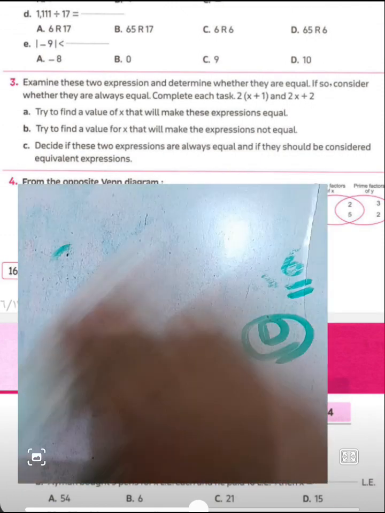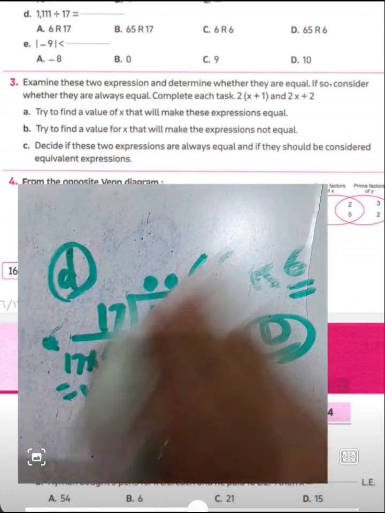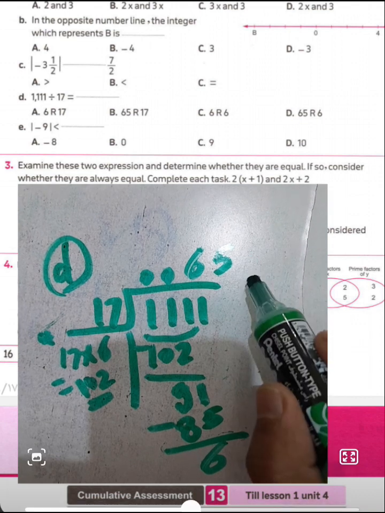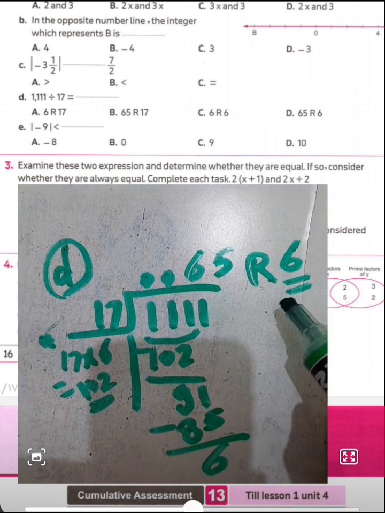The result here will be equal what? The remainder will be 6. Again, 91 minus 85 equals 6. So the remainder will be 6. The result will be 65 and the remainder 6. Choose letter D.